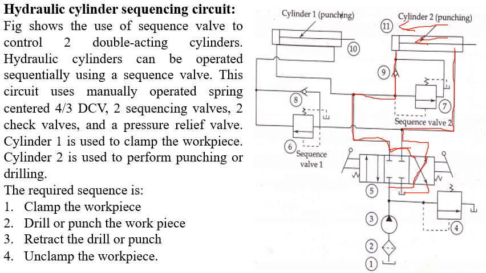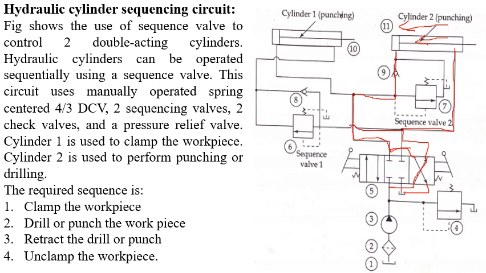In the same configuration, once cylinder 2, the drill or punch, is completely retracted, the further flow to the rod end of cylinder 2 increases the pressure in the rod end of cylinder 2, which will operate sequence valve 1 to retract cylinder 1. How does it happen? Look at here. So the flow is moving like this.